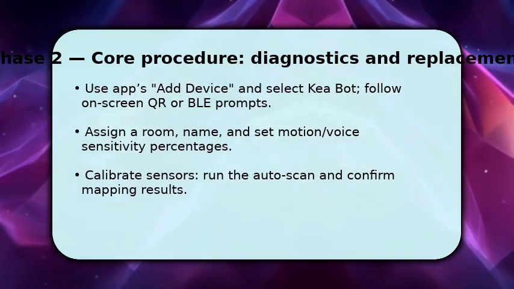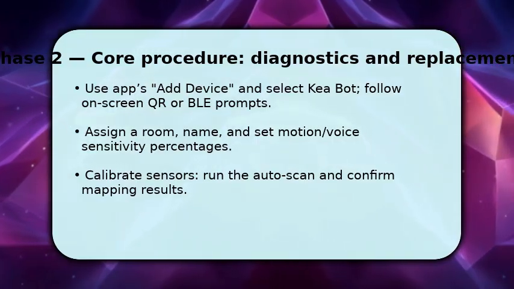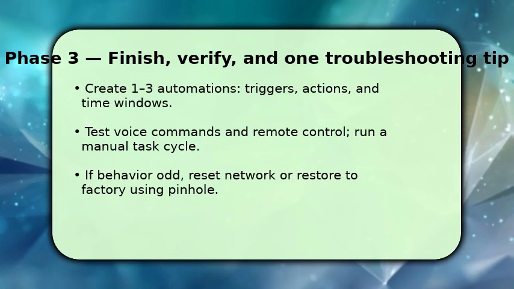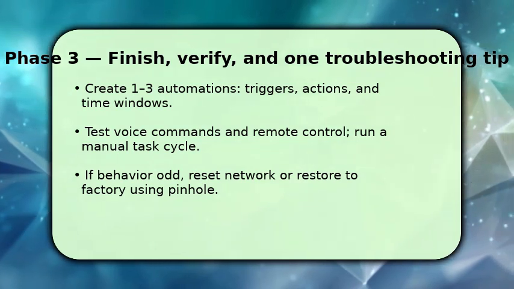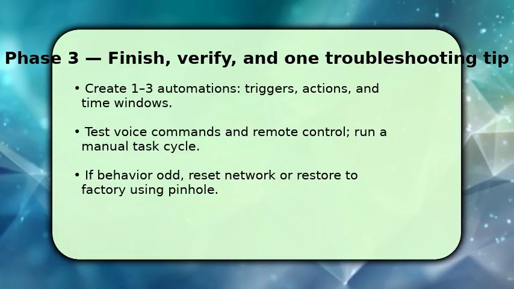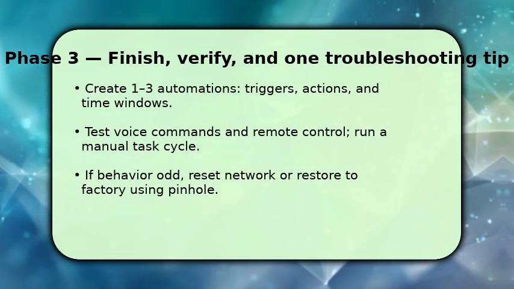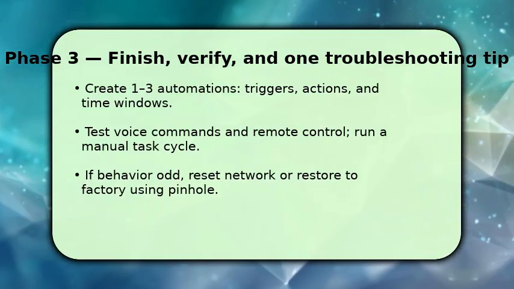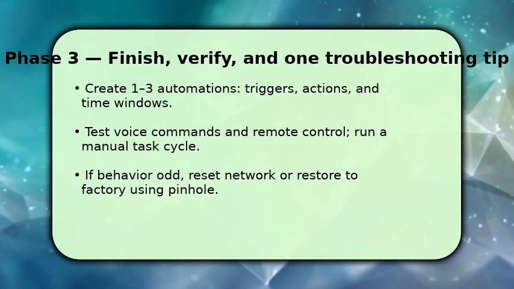You finish by creating automations and verifying behavior. Build 1 to 3 routines, pick a trigger, set an action, and define active time windows, then save and enable them. Test voice commands and remote control and run a manual task cycle to observe responses. Make sure logs show successful runs.